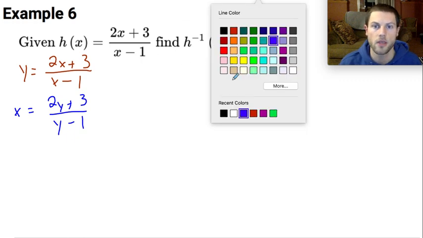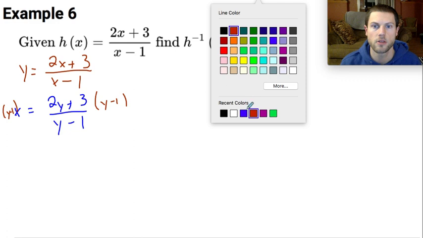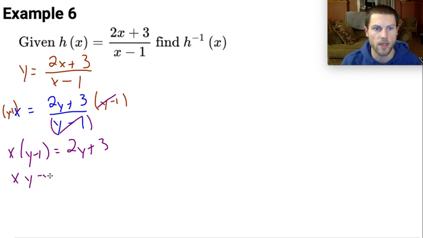So what I'm thinking is I'm going to want to multiply both sides by y minus 1. And that's going to give me, let's go with another color here, x times the quantity y minus 1 equals 2y plus 3, since these factors will reduce to 1 over here. Next, let's distribute that x. It's giving me xy minus x equals 2y plus 3.